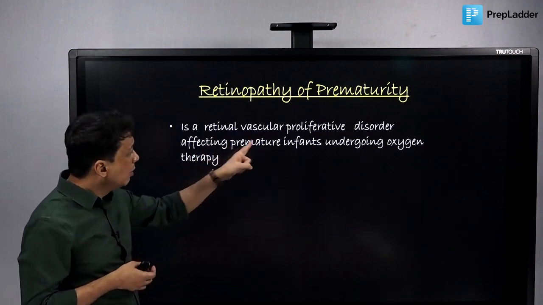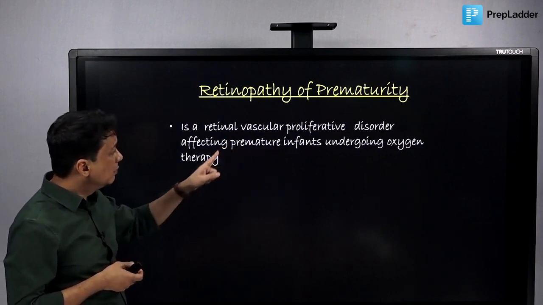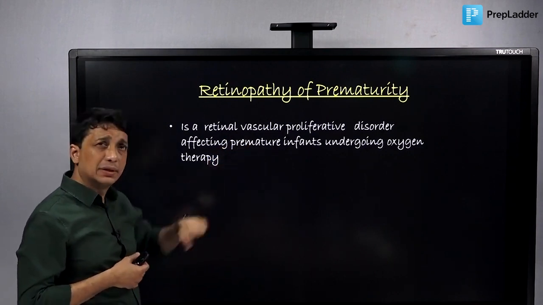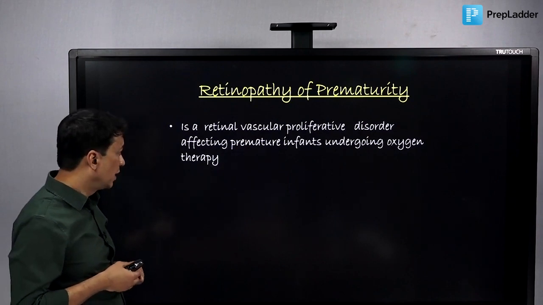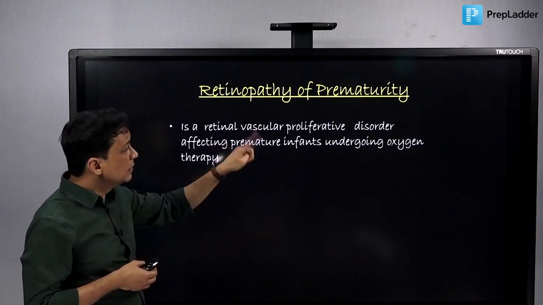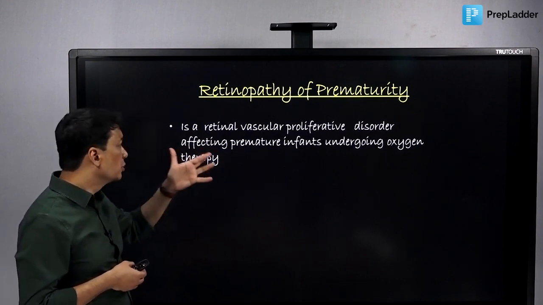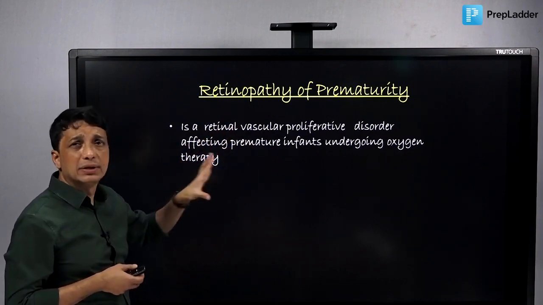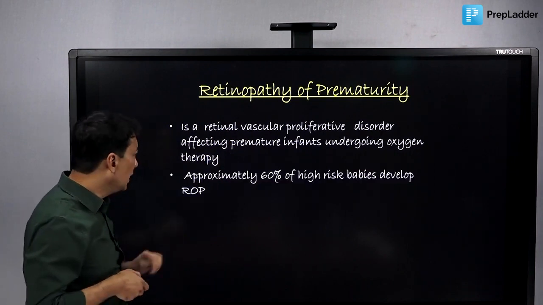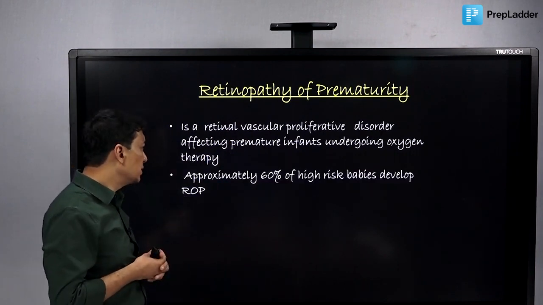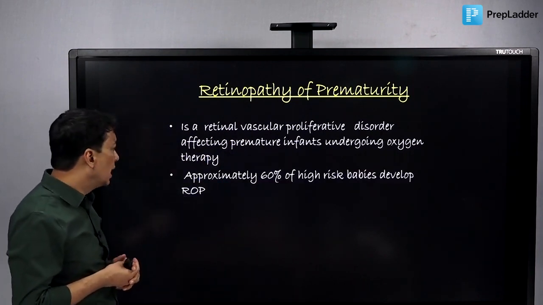What is that? So there, as you can make out from the title itself, they're premature infants and they need oxygen, supplemental oxygen to survive. It's a vascular proliferative disorder. That means that the blood vessels of the retina proliferate in response to the oxygen that these poor kids are exposed to. And approximately 60% of high-risk babies develop ROP.